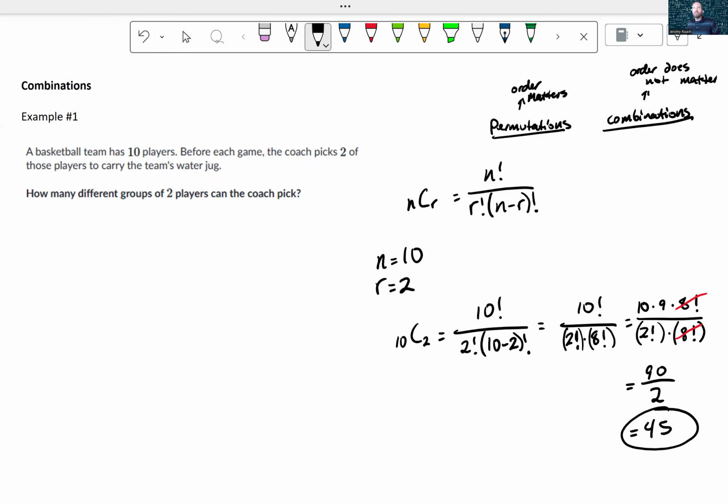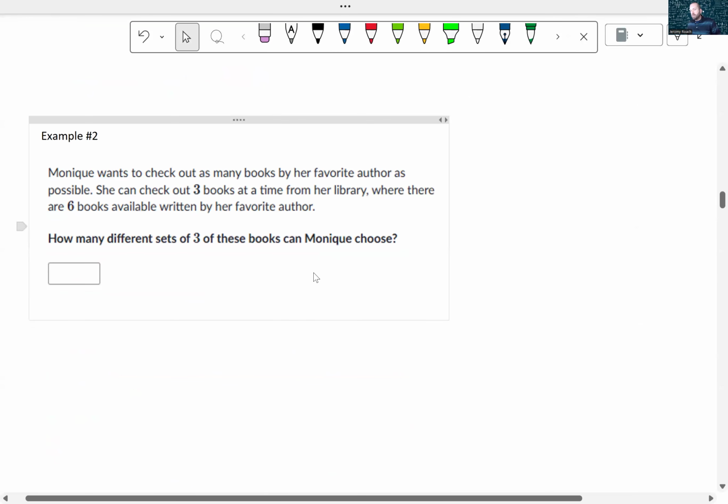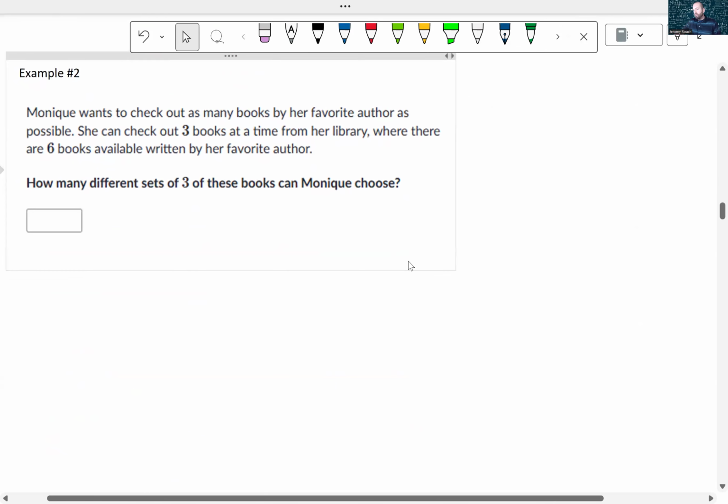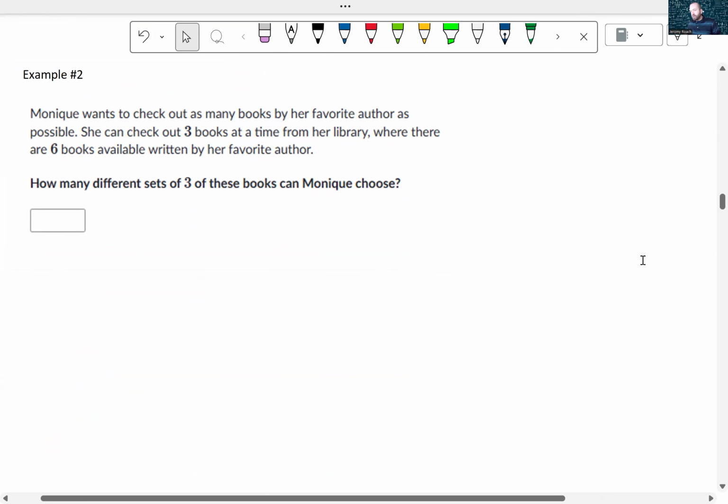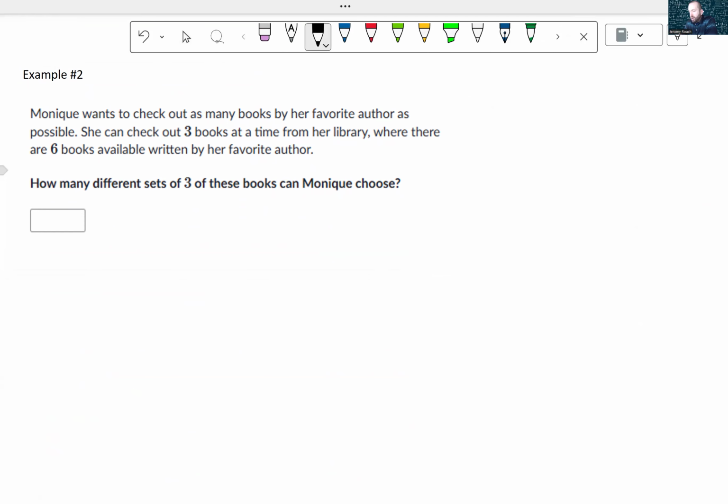All right, let's try another combinations problem. Monique wants to check out as many books by her favorite author as possible. She can check out 3 books at a time from her library, where there are 6 books available written by her favorite author. How many different sets of 3 of these books can Monique choose? So n equals 6. There's 6 total to choose from, and she's going to select 3. So this is 6 choose 3.